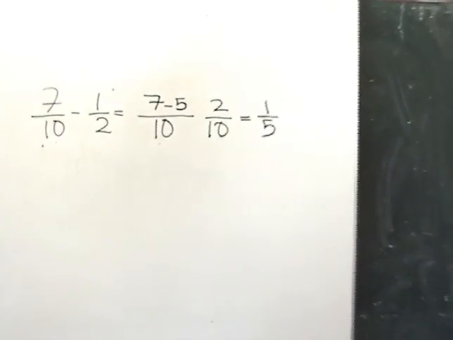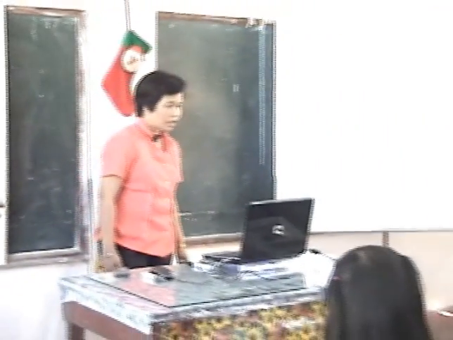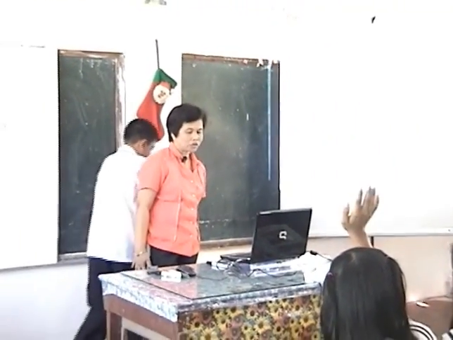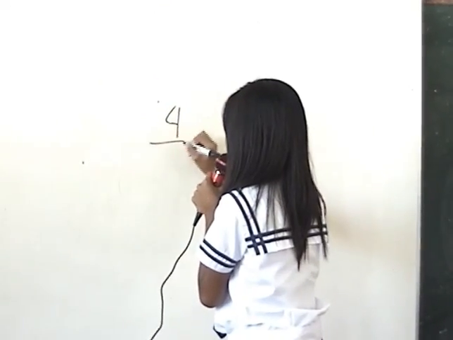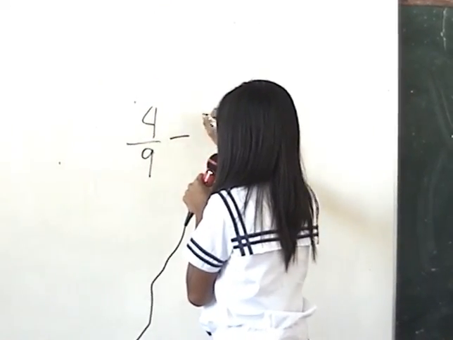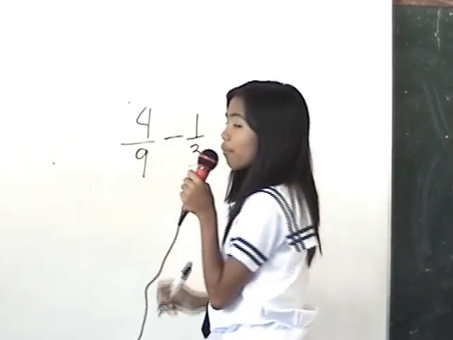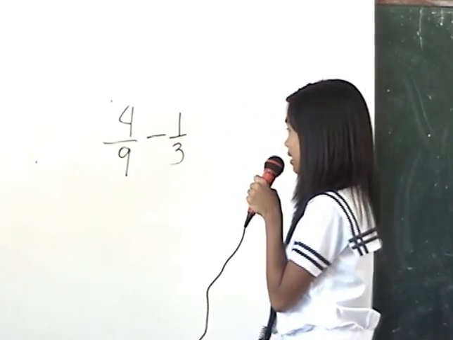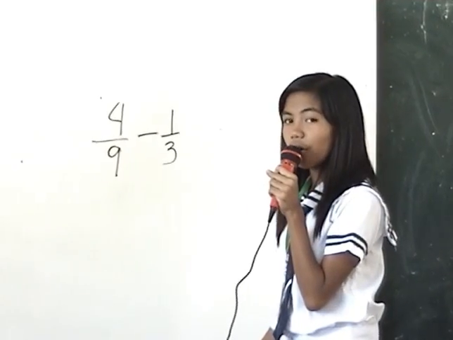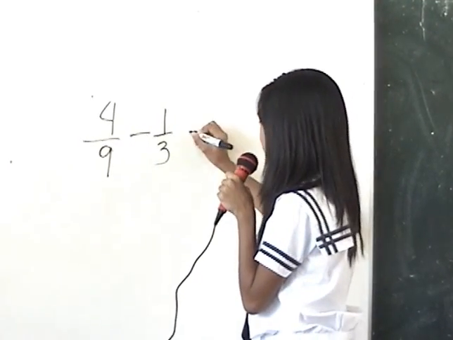Correct. For the second problem, who can solve for the second problem? Joy. To subtract 4/9 by 1/3, first we have to find the LCD. The LCD of 9 and 3 is 9.